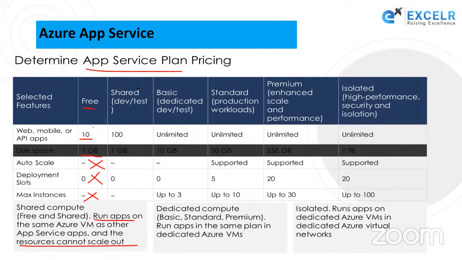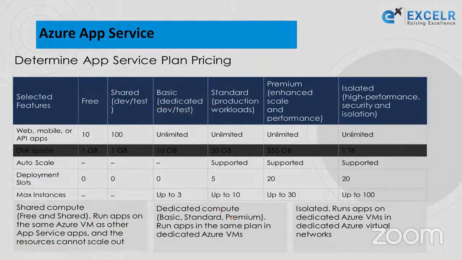Then we have the shared plan, which gives you the option to host almost 100 web, mobile, and API apps, 1 GB of size, and the same thing applies here. Then we have basic, which is good for your dedicated dev and test environment. You can have any number of apps here, the disk space is 10 GB, and the maximum number of virtual machines in the underlying infrastructure will be 3.